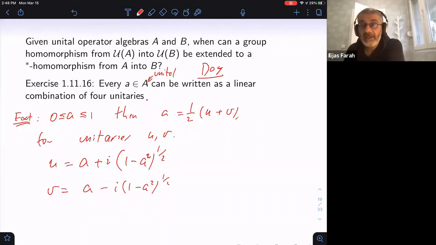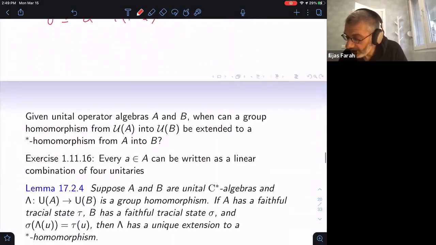You see, every element can be written as a linear combination of 4 unitaries. So if you are not thinking very hard, you may say, okay, so it's obvious what our function is. But now the problem is that this is not unique. Unitaries can be written in many ways as combinations of 4 unitaries and many other operators. So basically, one has to do something else. And because of that, we need some better criterion.